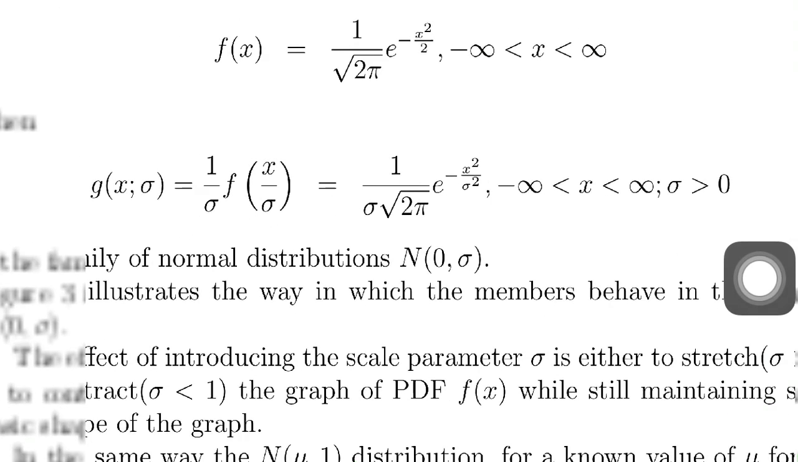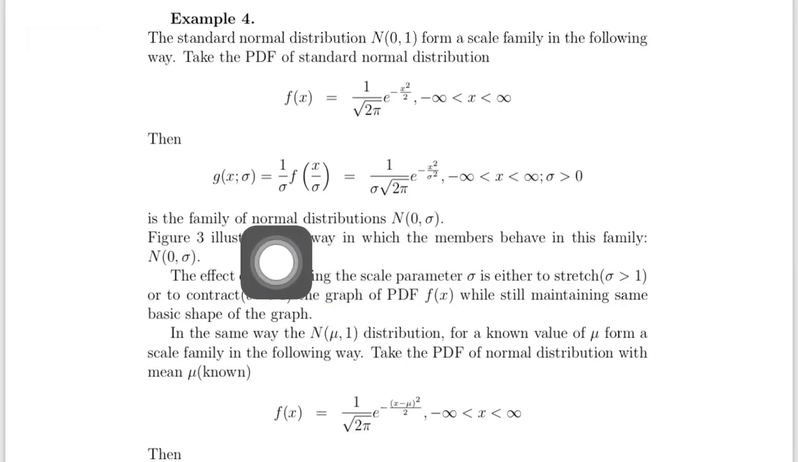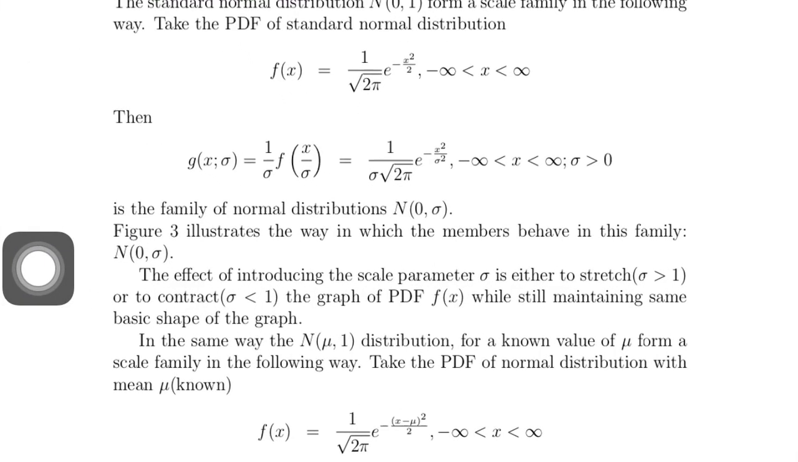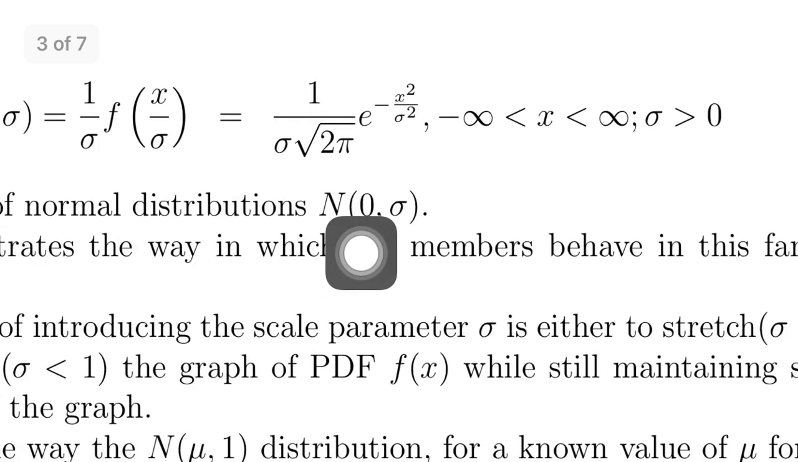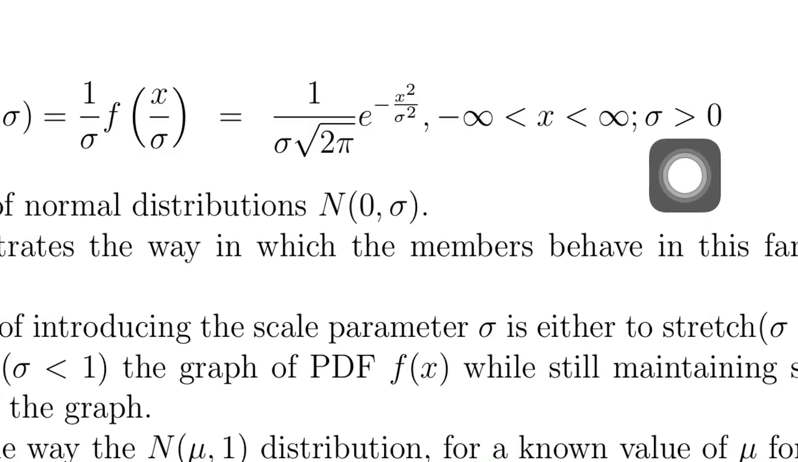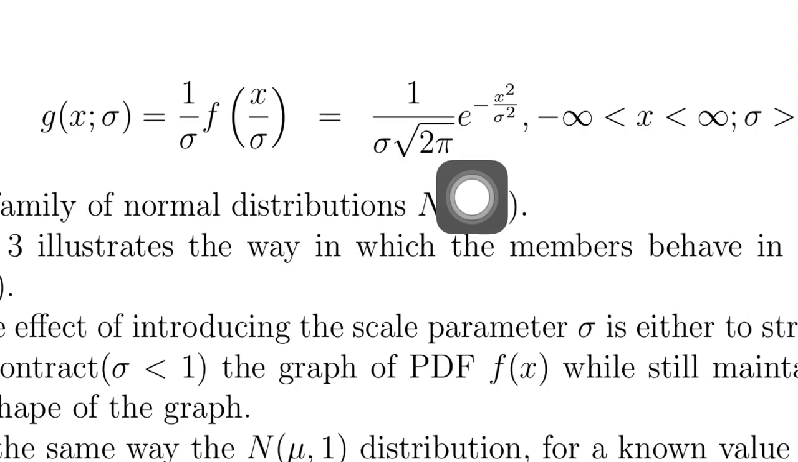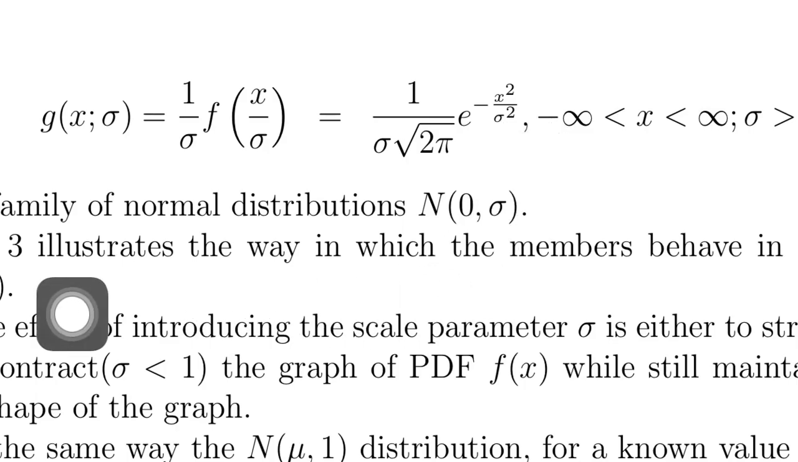And you see the resulting distribution is a family of normal distributions with mean 0 and standard deviation sigma. This standard deviation sigma may be any positive real number. Such a family is constructed, and this family is called a scale family of distributions, and the parameter sigma is called the scale parameter.